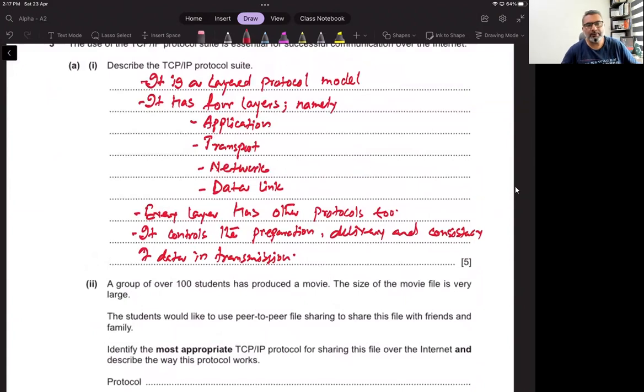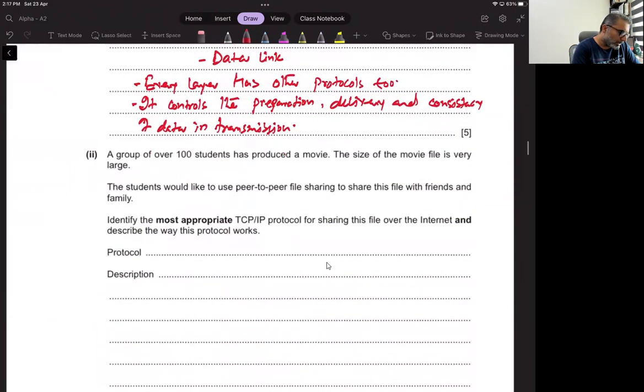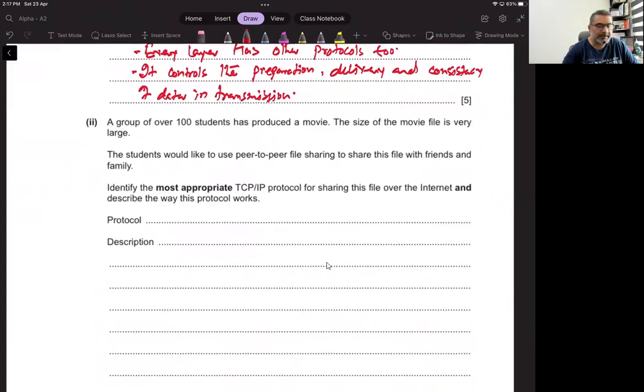So it is a layered protocol model. It has 4 layers, namely application, transport, data link, and network layer. Every layer has other protocols too. It controls the preparation, delivery, and consistency of data and data transmission. A group of 100 students has produced a movie. The size of the movie file is very large. The students would like to use peer-to-peer file sharing to share this file with friends and family. Identify most appropriate TCP/IP protocol for sharing this file over the internet and describe the way this protocol works.